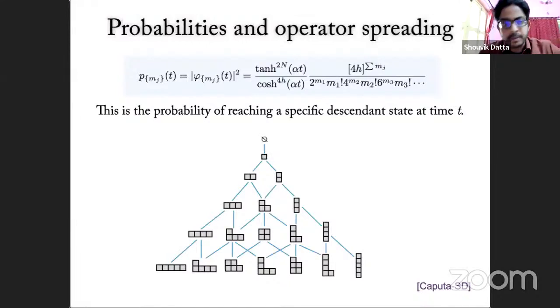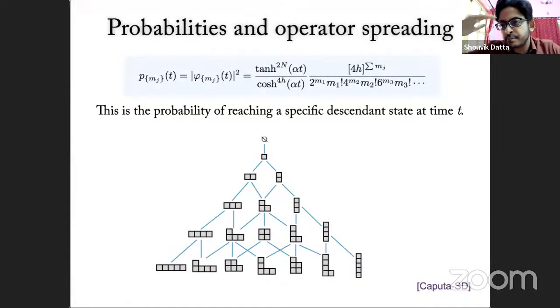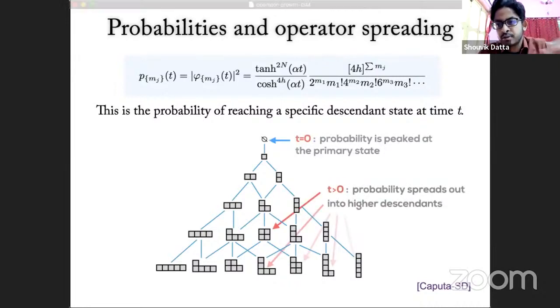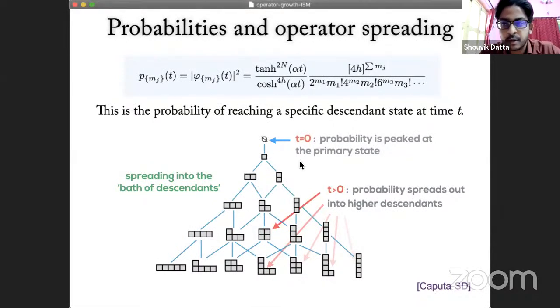So what do these probabilities encode? They encode the information about the chances of reaching a specific descendant state at time t. So the picture in terms of the Young's lattice is as follows. At t equals 0, the probability is peaked at the primary state. And then as time progresses, this probability spreads out into higher level descendants. Okay, so operator growth under this protocol in CFTs can be realized as spreading into this bath of descendants of the primary's own Verma module. So that's how it happens.